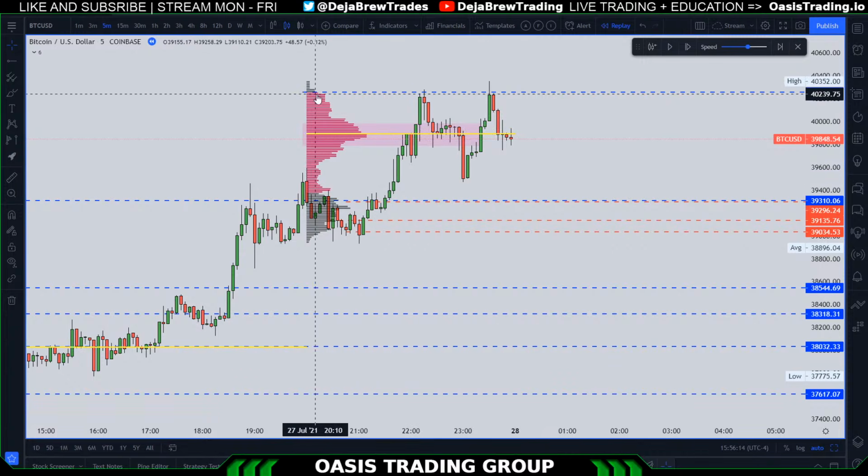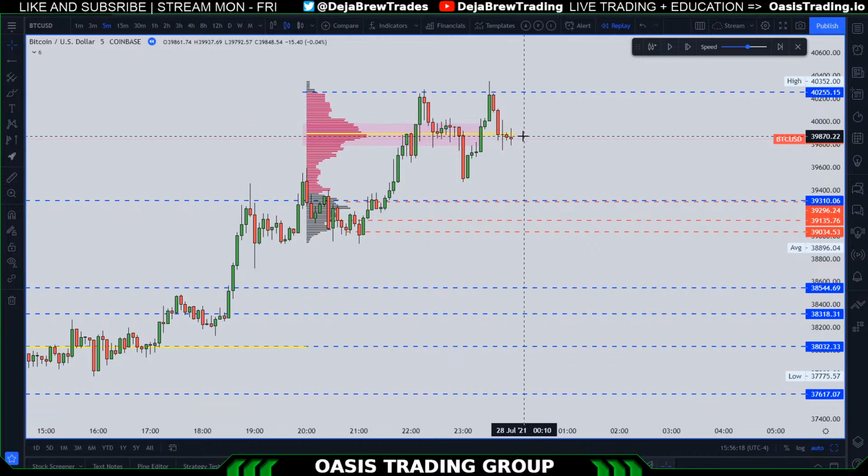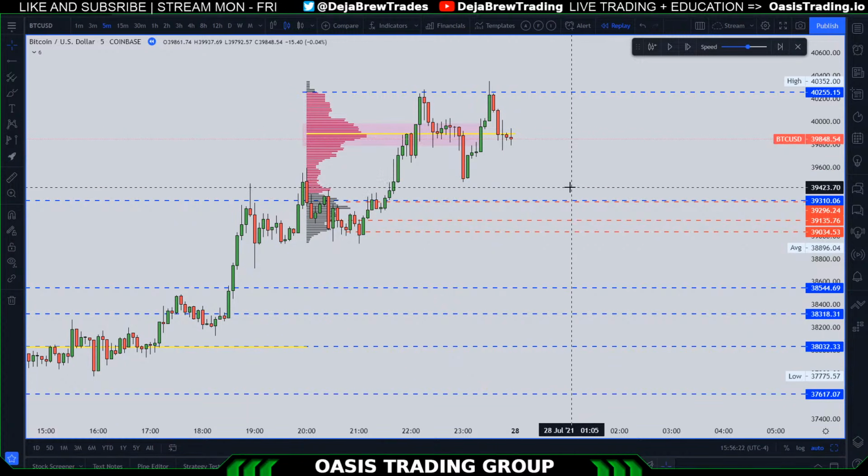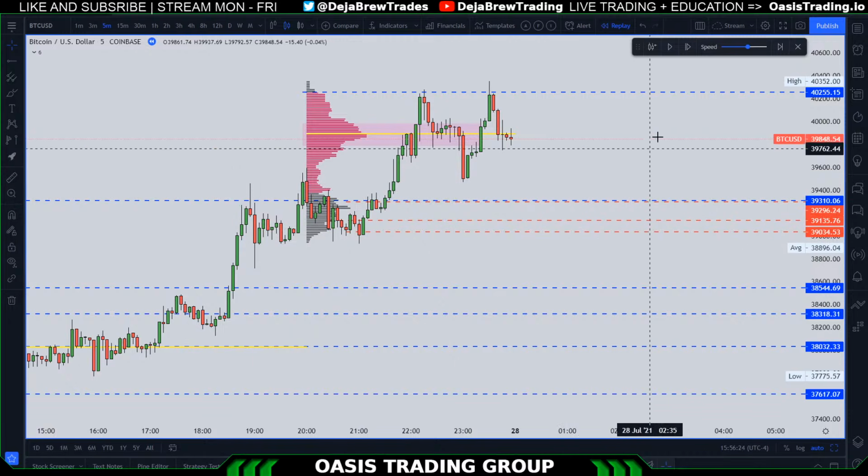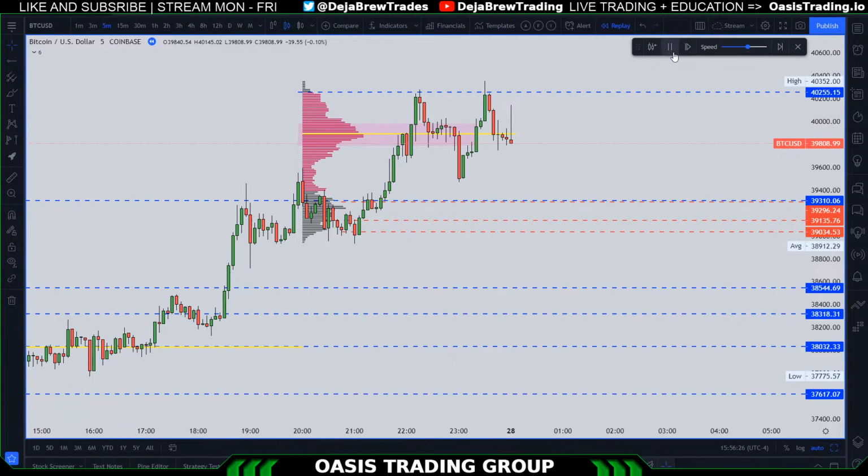So like the value area high, once we start to use that as resistance, what are we going to look for? We're going to look for the POC because it's support. What are we going to look for below that? We're going to look for the value area low and the previous levels. Okay, let's keep going.